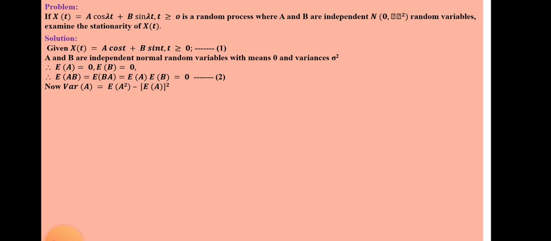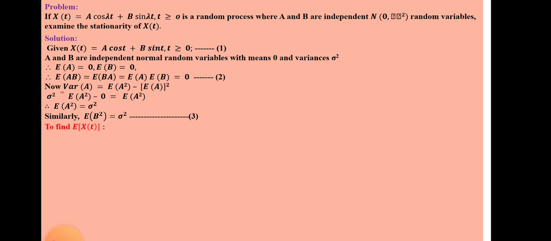Next, the variance of A and the variance of B is also given as sigma squared. We know variance of A is equal to expected value of A squared minus the expected value of A, the whole squared. Given variance of A is sigma squared and expected value of A is 0, so expected value of A squared equals sigma squared, and similarly expected value of B squared is also sigma squared. That is equation number 3.